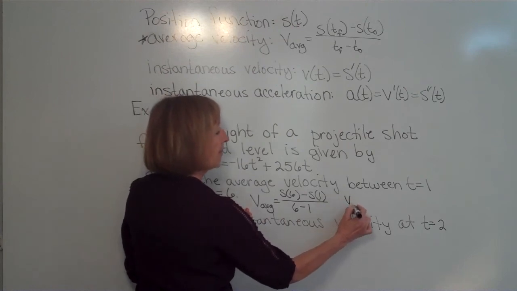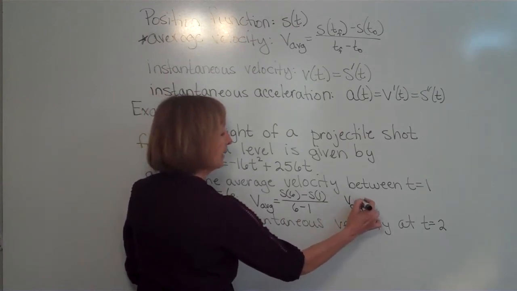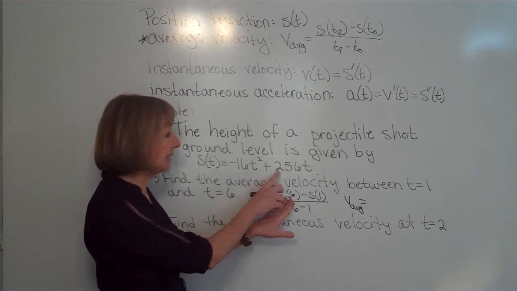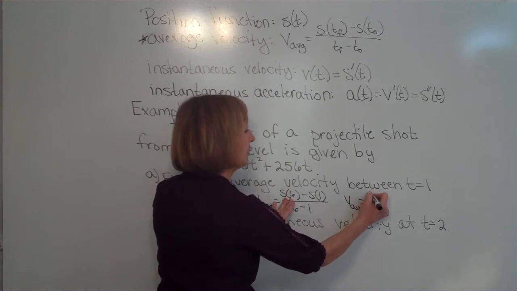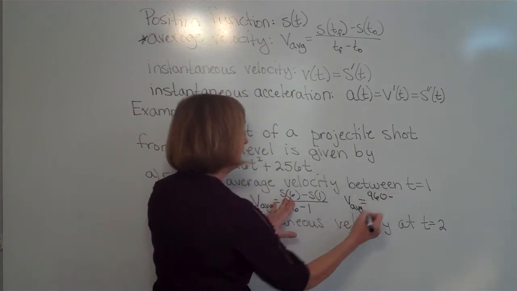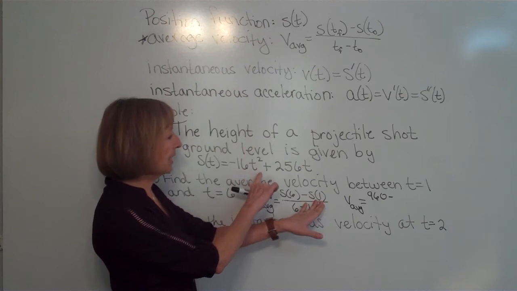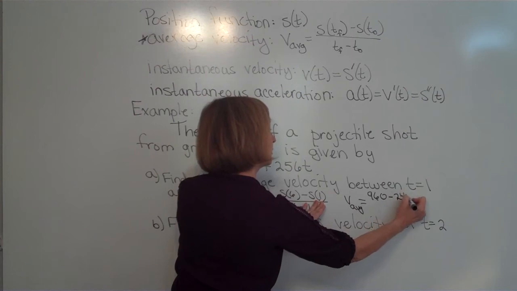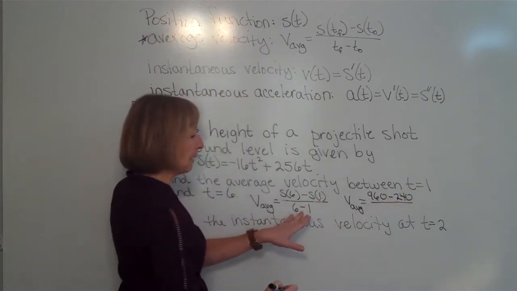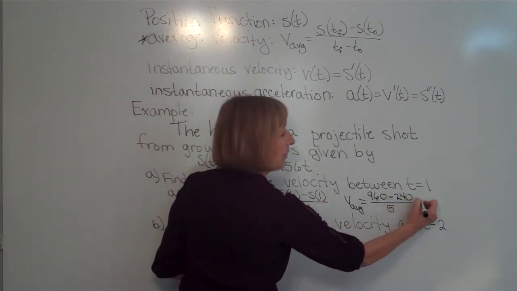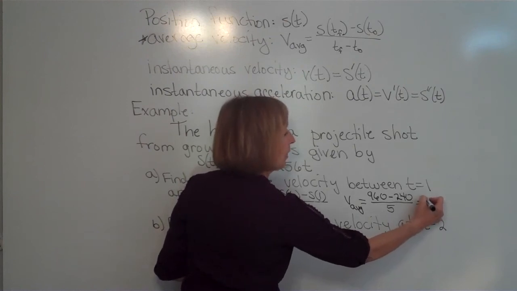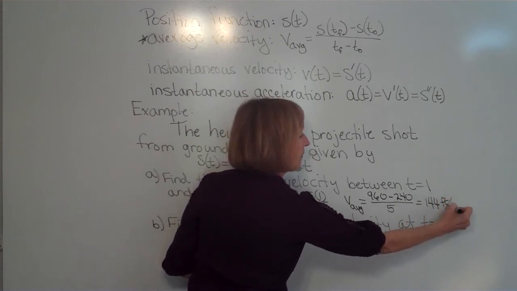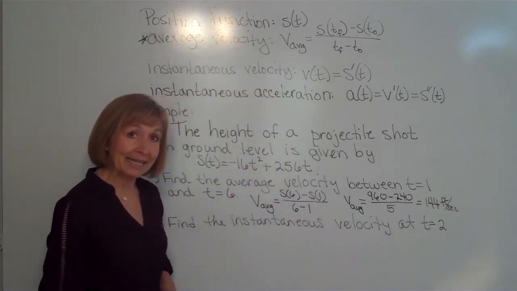So here my average velocity over that span of time, well, s of 6, if you take out the t's and put in 6 instead, you're going to get 960, minus s of 1, if you take out the t's and put in 1 instead, you get 240, divided by 6 minus 1 is 5. So I get that that is equal to 144 feet per second for that average velocity.